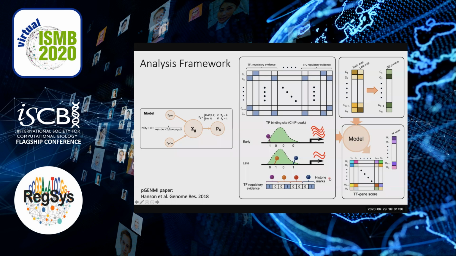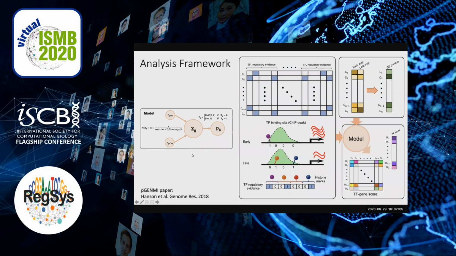Now let's see how we define the TF's regulatory evidence for each gene. Going from early to latest stage, we consider the appearance or the disappearance of all histone marks within transcription factor binding sites near the gene as the TF's regulatory evidence. Such evidence is encoded with a binary vector for all the TFs for each gene, as shown in this matrix.